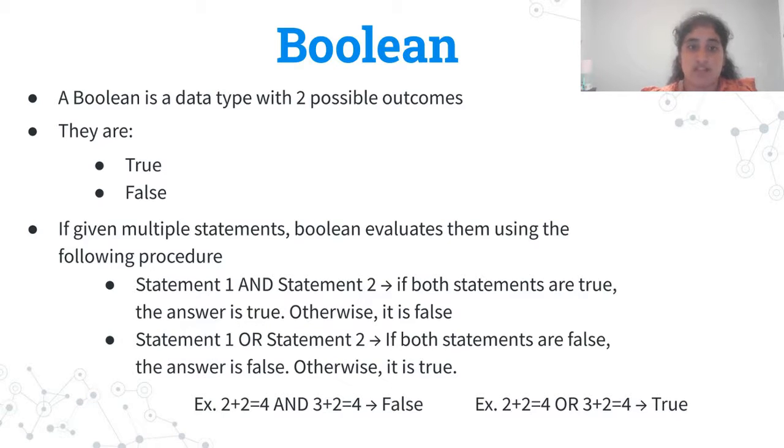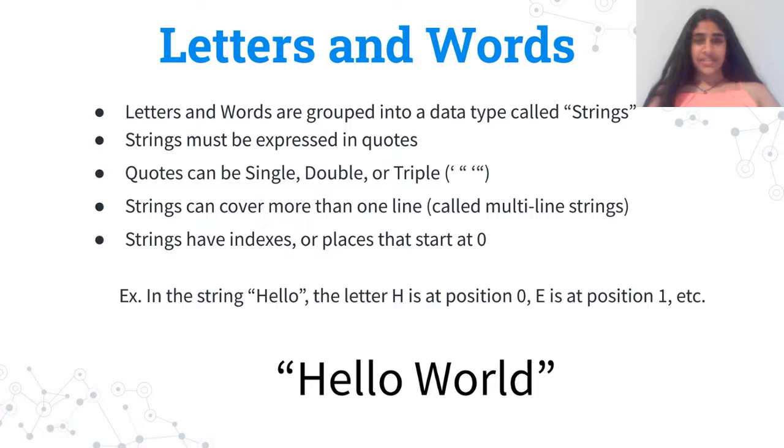If we have two statements and an or in between them, both statements must be false in order for the overall statement to be false. Otherwise, it's true. For example, if we look at our second example, we have 2 plus 2 is equal to 4 or 3 plus 2 is equal to 4. That's true or false, which equates to true. As I mentioned, this is a bit of a complicated concept, so don't be worried if you don't completely understand it the first time.